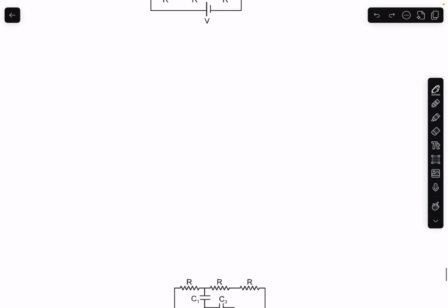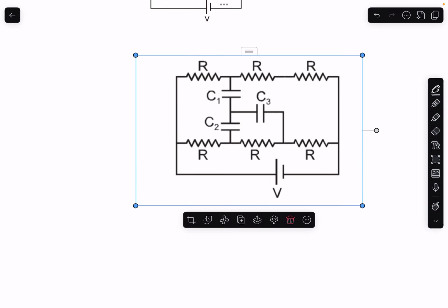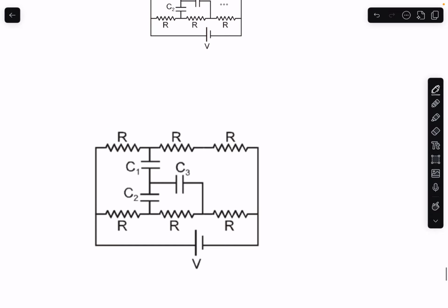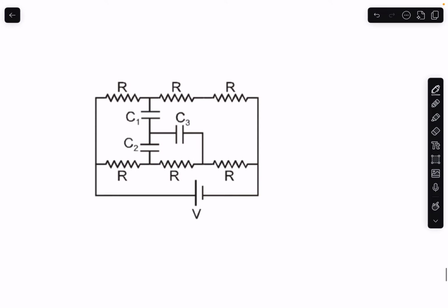I have the diagram already. Let's enlarge it a bit. In steady state, there will be no current across the resistances. So let us say if 2I current comes out of the positive terminal of the battery, I will go across this lower branch, and another I will go across the upper branch.